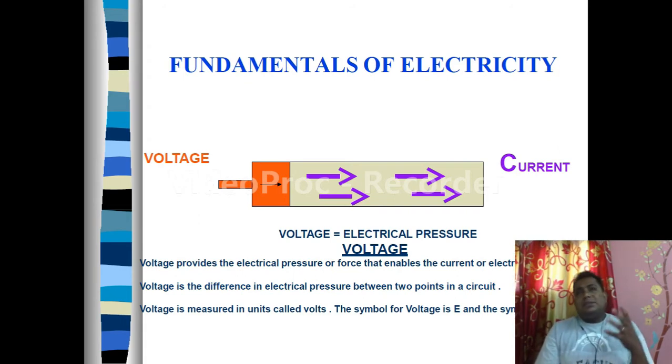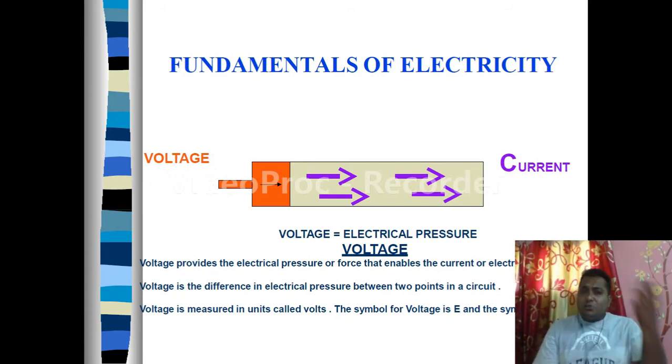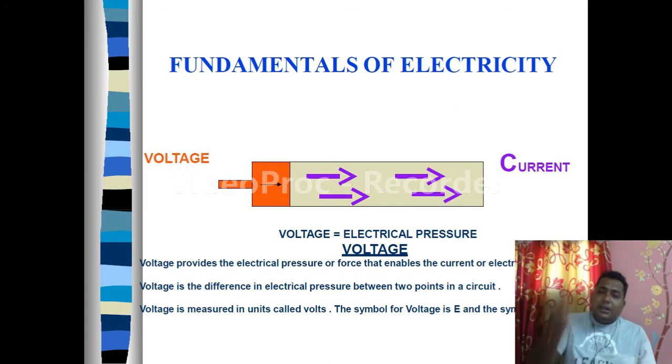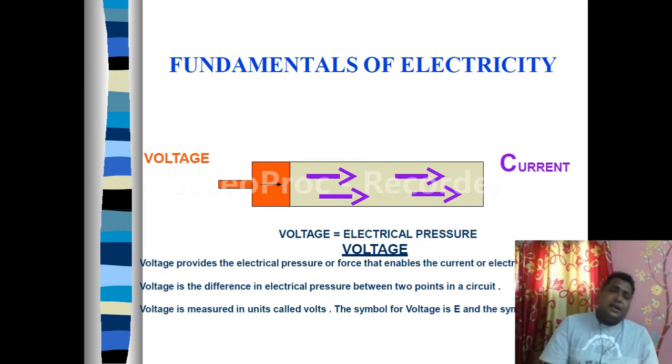That means there is a huge attraction. When the attraction is increasing, more electrons will be freed from the atomic structure, and they will try to flow. And when more electrons are flowing, that means more current is flowing. So that is the basic fundamental of that system.